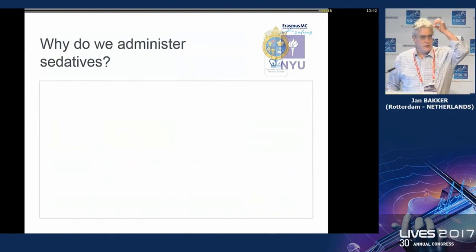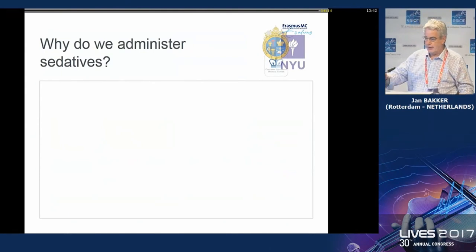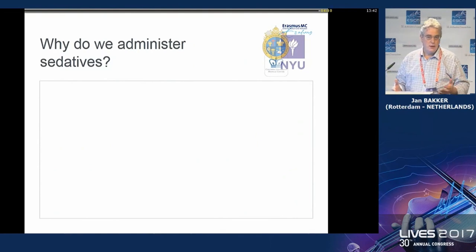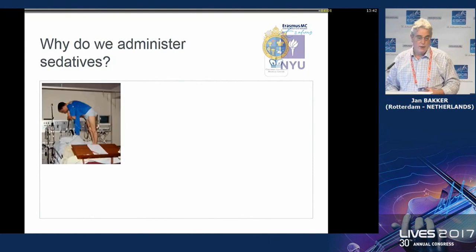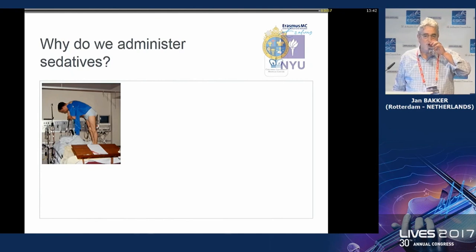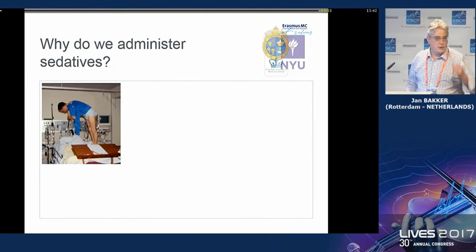Well, the first question is, if you think about hemodynamics, why do we use sedatives? Well, as I said, we sometimes want our patient in a condition where we can do stuff. Hemodynamically optimize the patient or do a procedure, and when you have a patient like this, that's a little bit complicated. So he was always like this in bed, and if we didn't sedate him, he was like this. So if you wanted to do something with this guy, you had to sedate him.